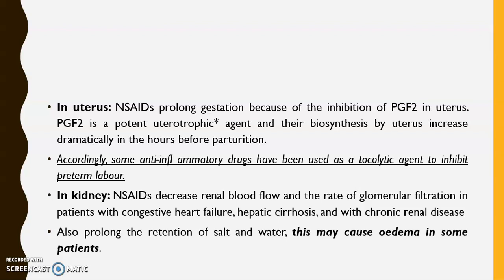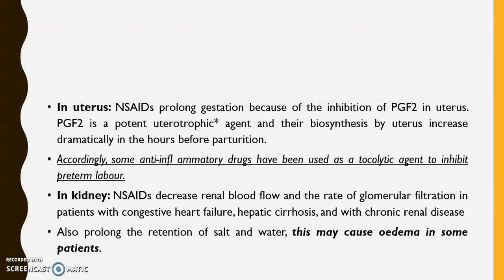Now in uterus, NSAIDs prolong gestation because of the inhibition of PGF2 in uterus. Now, PGF2 is a potent uterotrophic agent, that is, it has positive growth effect on uterine tissues. And then biosynthesis by uterus increases dramatically in the hours before parturition. So you can see that in uterus also it has a positive effect.